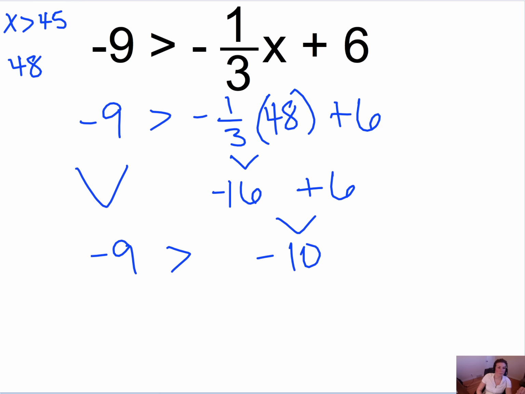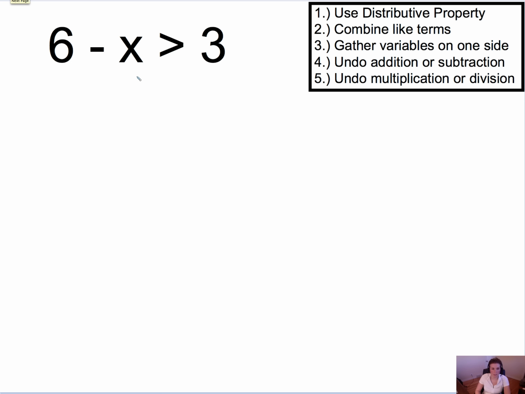All right, last example. 6 minus x is greater than 3. Separate the two sides. Let's go through the steps quickly. No distributive property, no like terms, variables are on one side. So all the way down to step 4, undo addition or subtraction. Okay, x is on the left along with the 6. They're attached with subtraction, but I need to be careful. Am I adding or subtracting the 6?